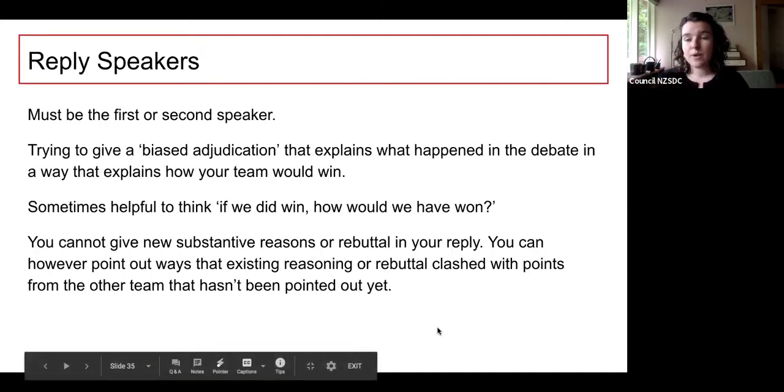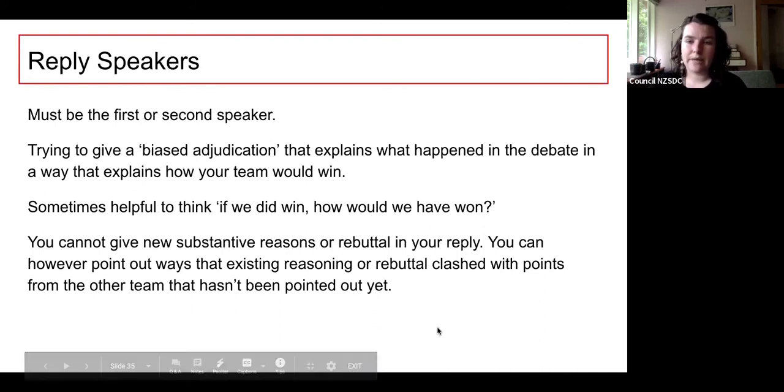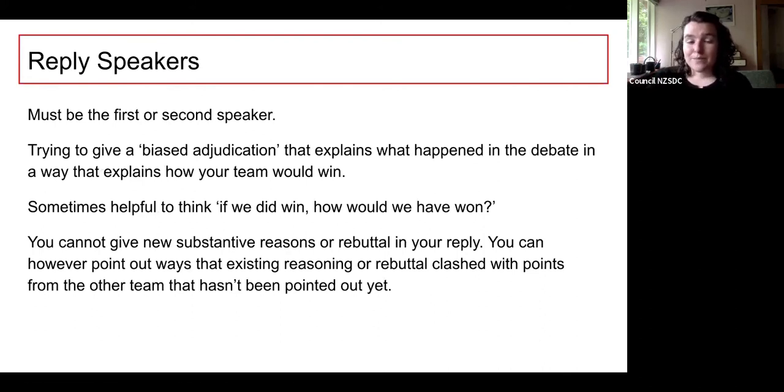Okay, and then the last speaker role in the debate is reply speakers. Your reply speaker has to be your first speaker or your second speaker, because otherwise the third negative speaker would just talk and then immediately have to give another speech. What you're doing in a reply is you're trying to give a biased adjudication. So you're explaining why your team won by explaining what happened in the debate. So what were the main issues in the debate? What did each team say and why did we win on those issues?